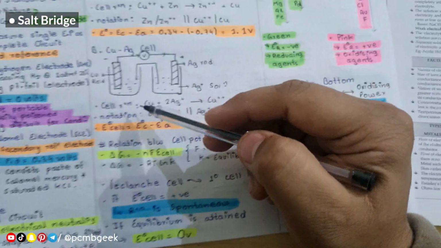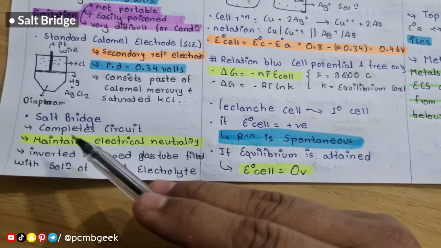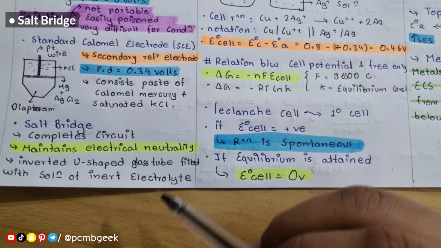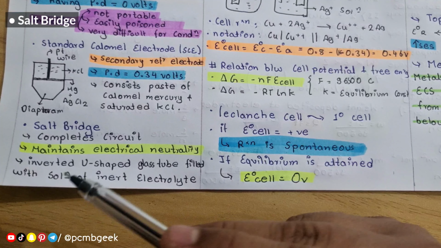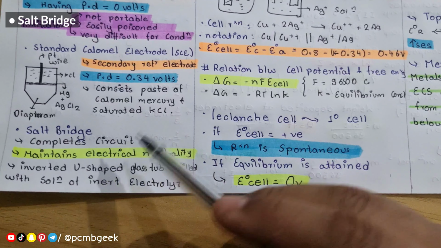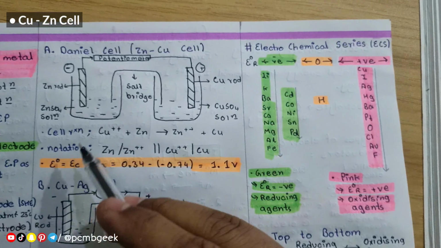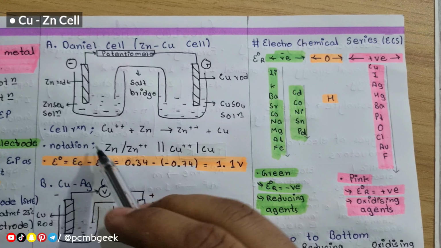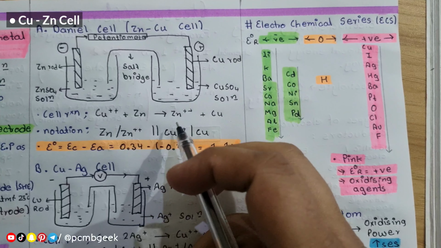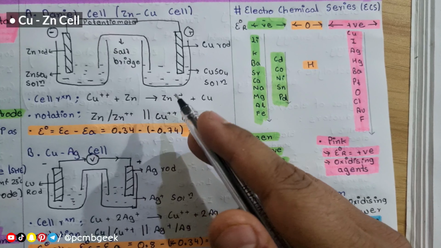What is salt bridge? This type of inverted U-shaped glass tube is said to be salt bridge, which completes the circuit and maintains the electrical neutrality. It is an inverted U-shaped glass tube filled with solution of inert electrolyte that does not react, used in Daniell cell or Zn-Cu cell. The standard chemical reaction is Cu2 plus ion reacts with Zn to give Zn2 plus ion and Cu, where Cu gets reduced and Zn gets oxidized.